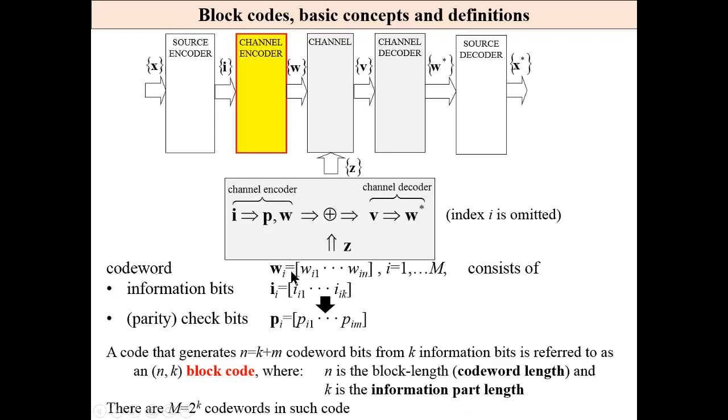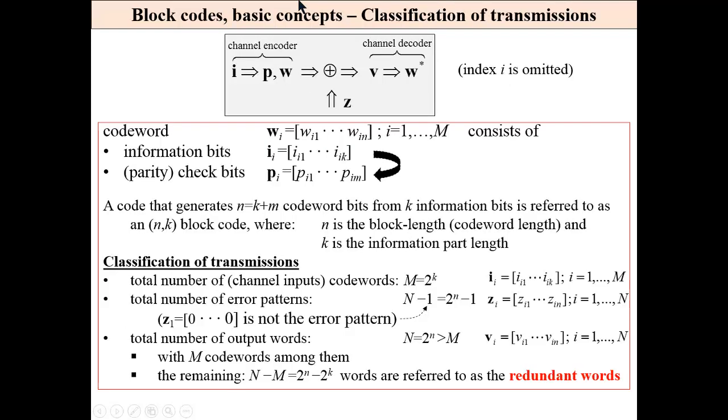The number of parity check bits, m, is n minus k. And the number of messages, M, equals 2 to the power of k code words. These are the information words and code words of the given code. This is repeated: we take information bits, and then we calculate parity check bits to obtain code words.